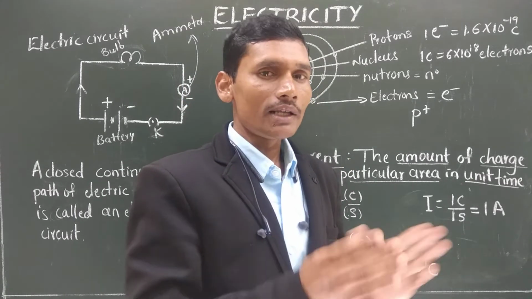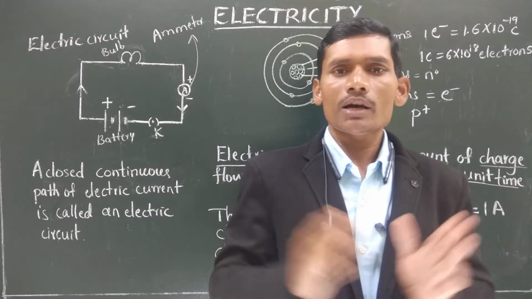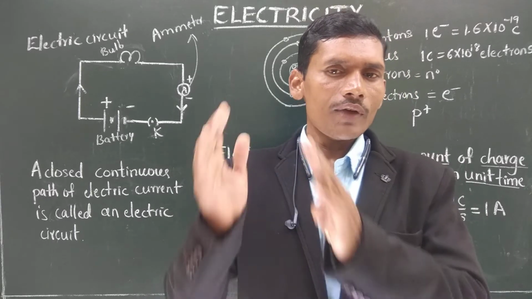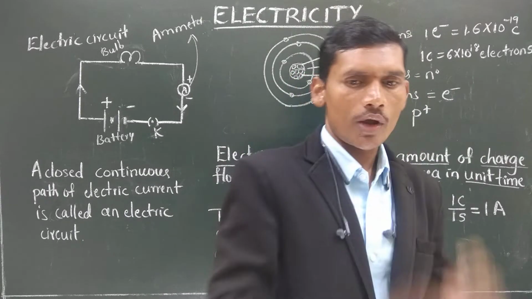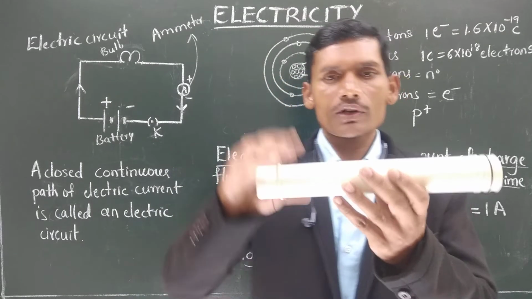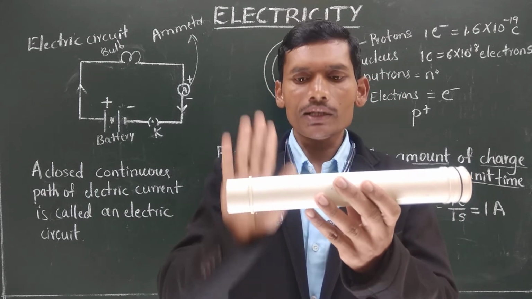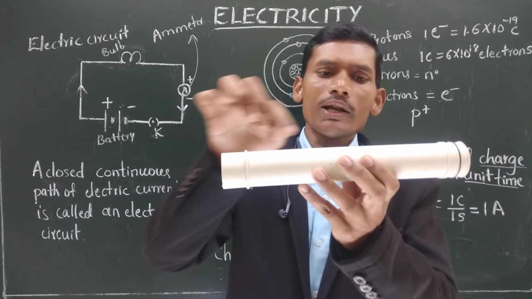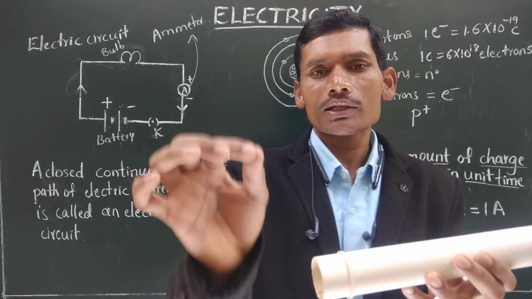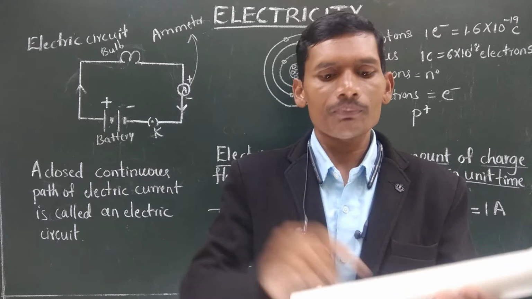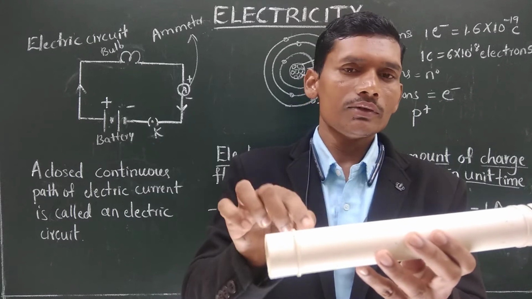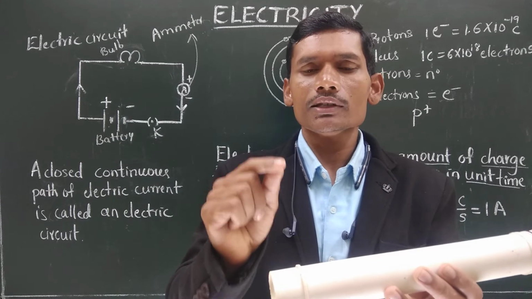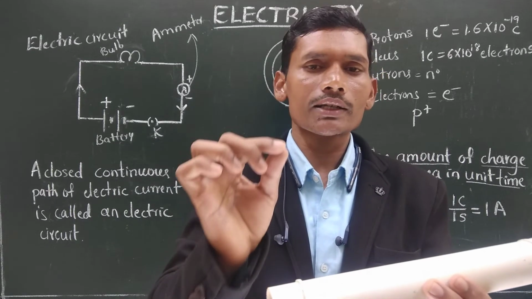Then, how is electric current generated in a metallic conductor? When electric charges flow from one point to another point, for example, this is a pipe I have taken. Let us imagine this is a metallic conductor. From one point to another point, if one electron moves, we can say an electric charge is moving. Now, when many electrons are moving, they form a current of electrical charges. That is constituting electric current.